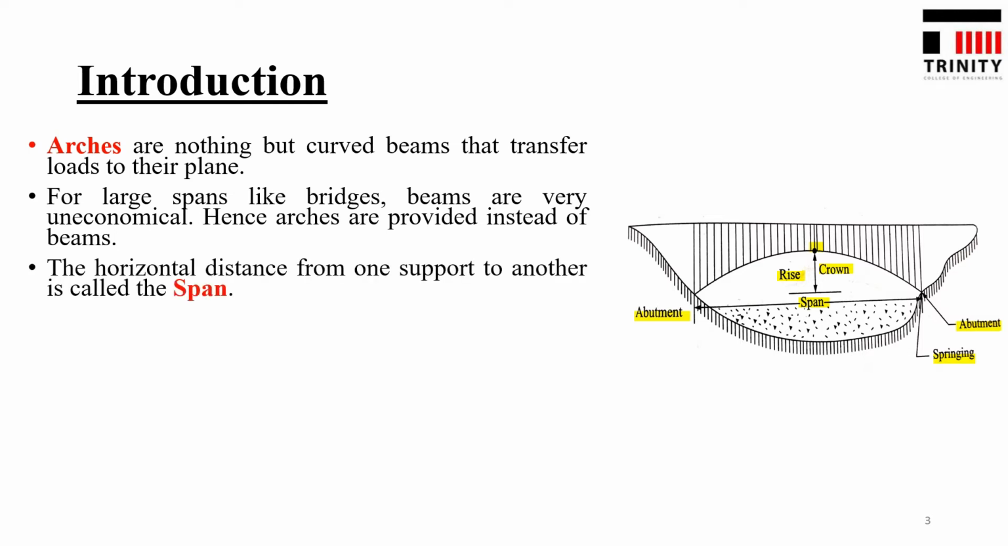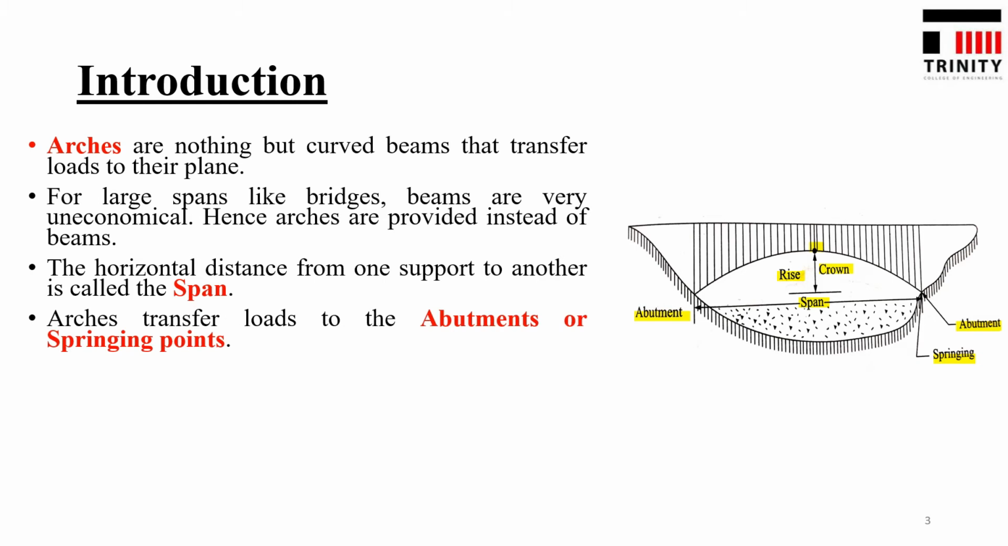So next, the horizontal distance from one support to another is called the span. I have already explained it. So the distance between two supports or the distance between abutments of an arch is called the span of arch. It is similar to the span of a simply supported beam. Arches transfer loads to the abutments or springing points. In case of beams, beams transfer their loads to the supports. Likewise, in case of arches, they transfer loads to the abutments or springing points.